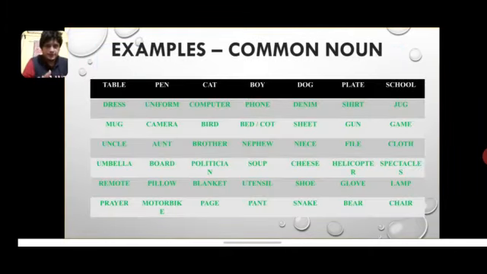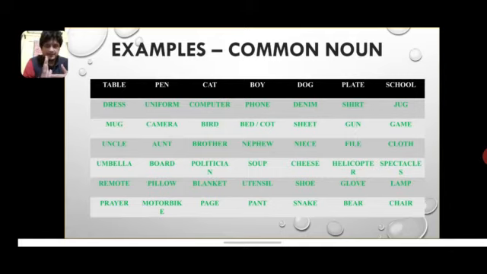We've got table, blanket, utensil, snake, bear, lamp, spectacles, helicopter, niece. Now what you will observe here is that most of these examples quoted in this table under the heading common noun can take plural forms as well. So they accept plural forms.